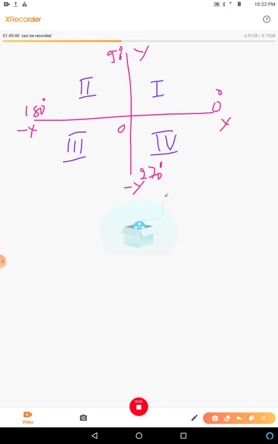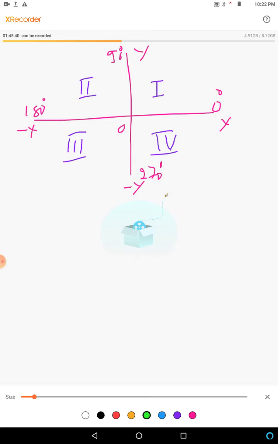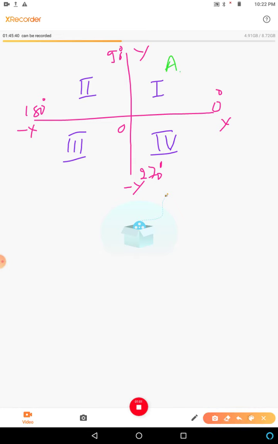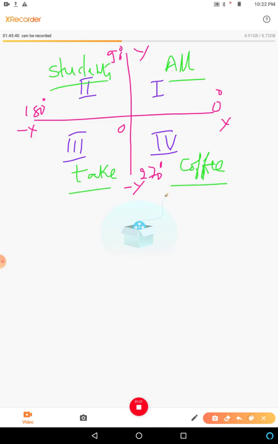So I'll use different color for writing it. I'll use green. So first quadrant, all. Second quadrant, students. Third quadrant, take T, all students take coffee, C-O-F-F-E-E, coffee. So ASTC. So first quadrant, all students take coffee. So this is the abbreviation.